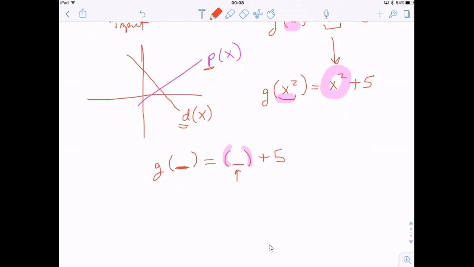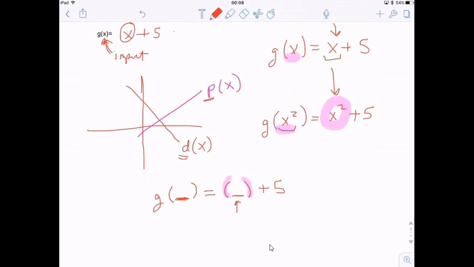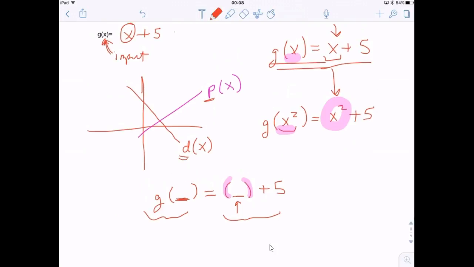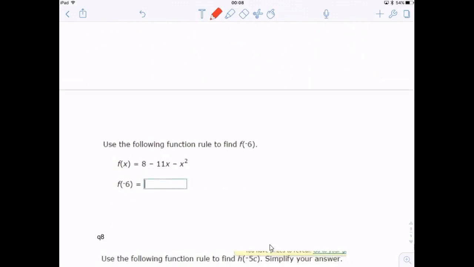Okay, so instead of writing g of x equals x plus 5, how about if you write g underline with parentheses around it equals underline with parentheses around it plus 5. Okay, all I did was replace the parentheses x with this other blank. Okay, now I'm going to show you why that reduces some confusion.